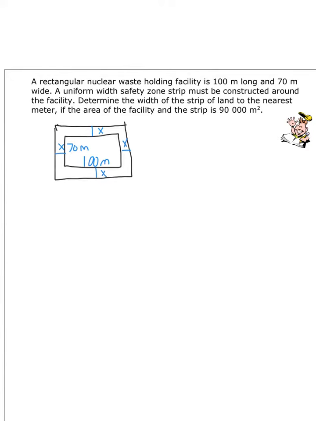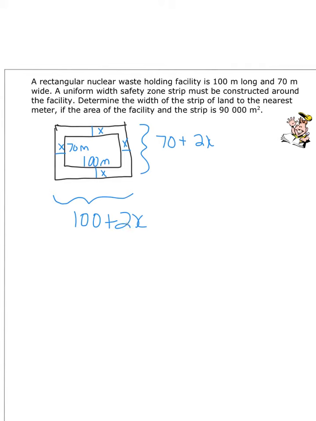So this means the larger rectangle has a length of 100 plus 2x because there's a width on either side. So it's this x here plus the 100 plus the other x. And then the width is 70 plus 2x. So we have the dimensions for the small rectangle, 70 by 100, and for the larger rectangle, 100 plus 2x by 70 plus 2x.